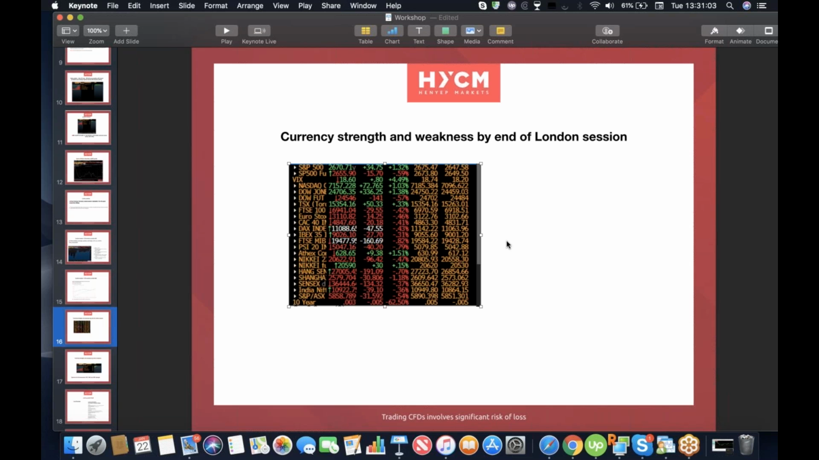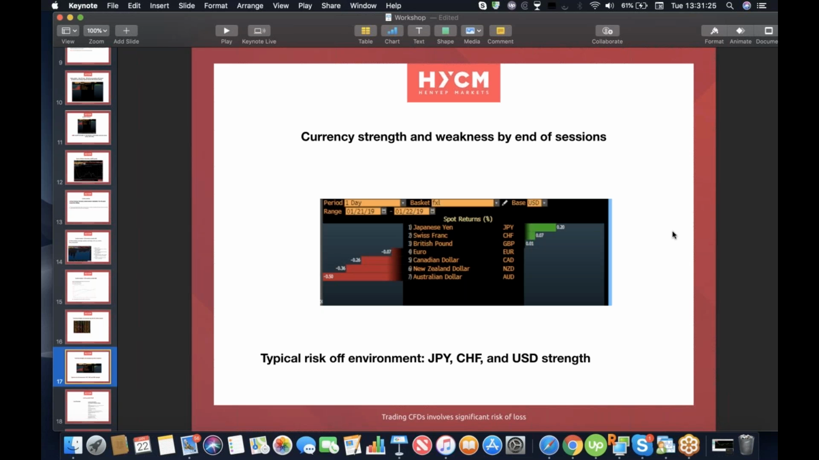And going into the US session, we had the Dow futures down 0.57%, the S&P 500 futures down 0.59%, and the VIX, which is the volatility index, nearly up 5%. When that's up, that's a concern. The volatility is there. So we are very firmly in a risk off environment. This was the strength and weakness by the end of the session.